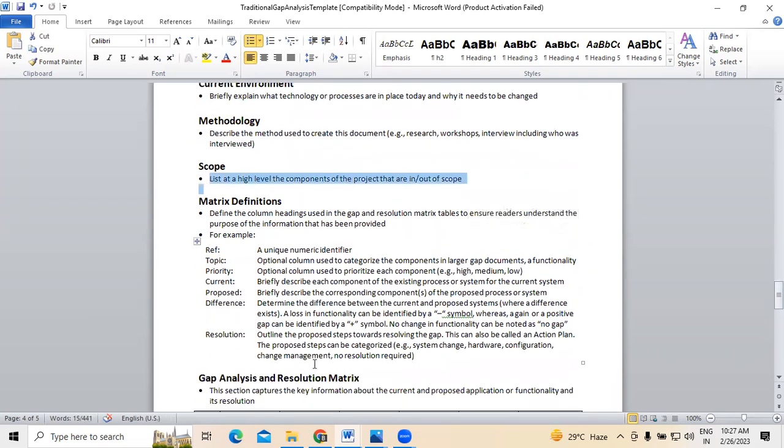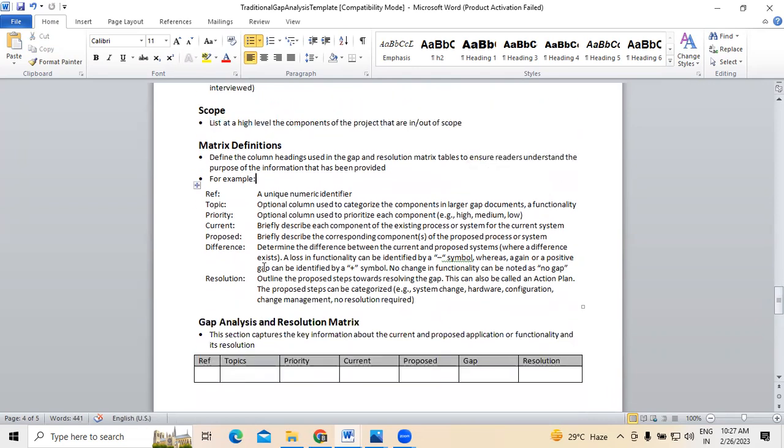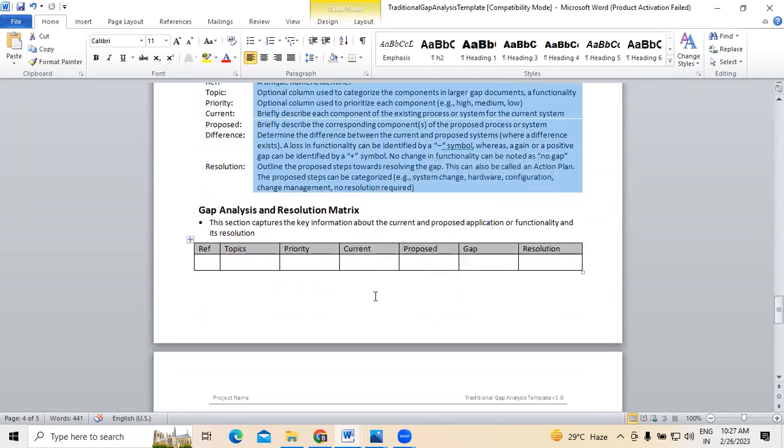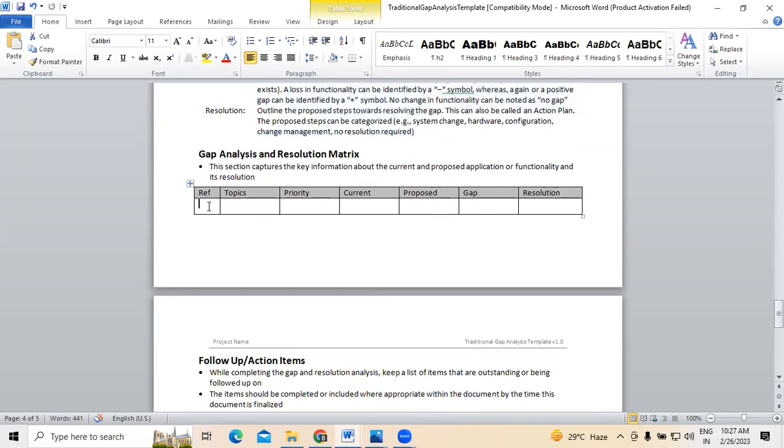At the same time, these are the matrix definitions, something like current process and resolutions and all. So this information has to be written on our own, right? What are the definitions we have understood so far? And last but not least, these are the important things: the gap analysis resolution matrix, where we have to provide some reference number.